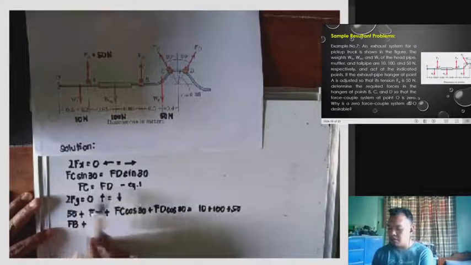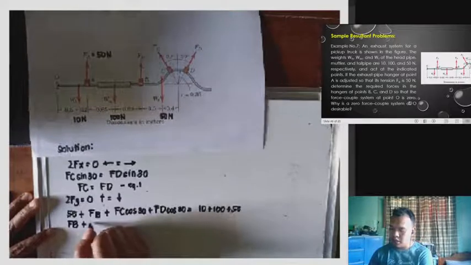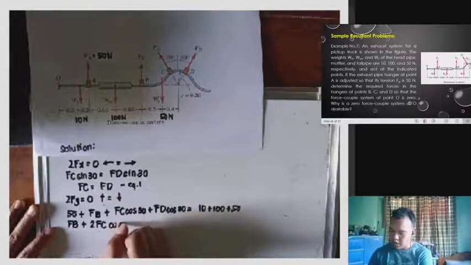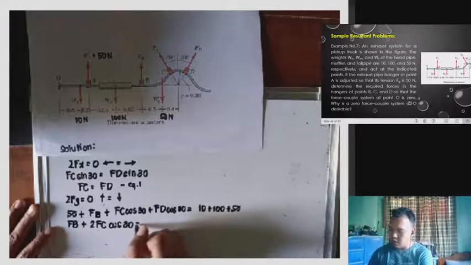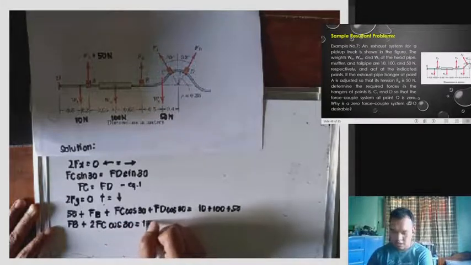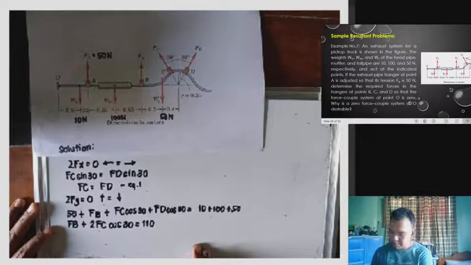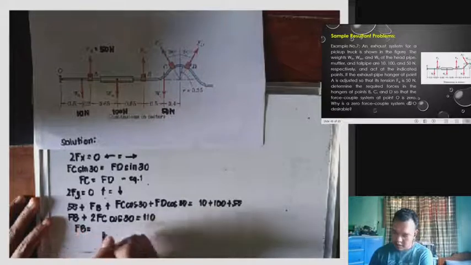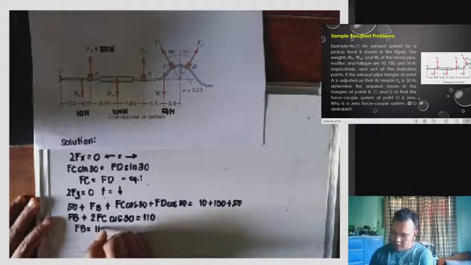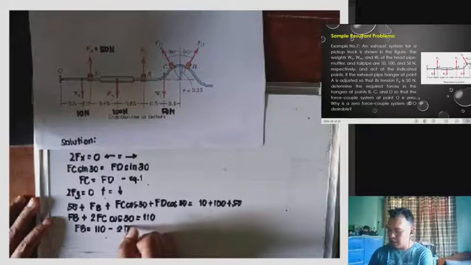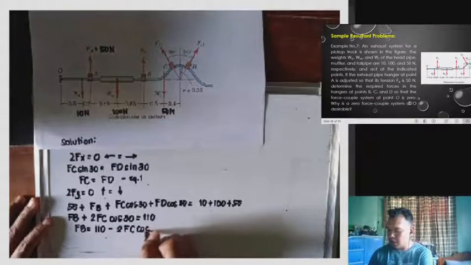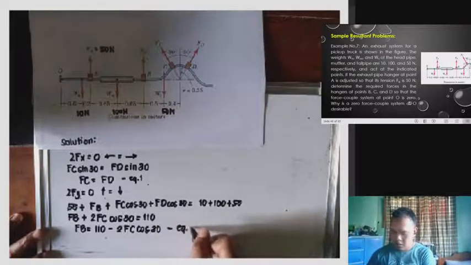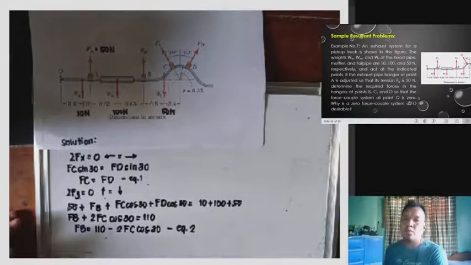Si FC and si FD ay pareho lang naman. So, pwede kong sabihin FC lang muna yan. 2 FC cosine 30 is equivalent kay 110. Therefore, FB is equivalent kay 110 minus 2 FC cosine 30. Equation 2. So, we have here equation 1, equation 2.